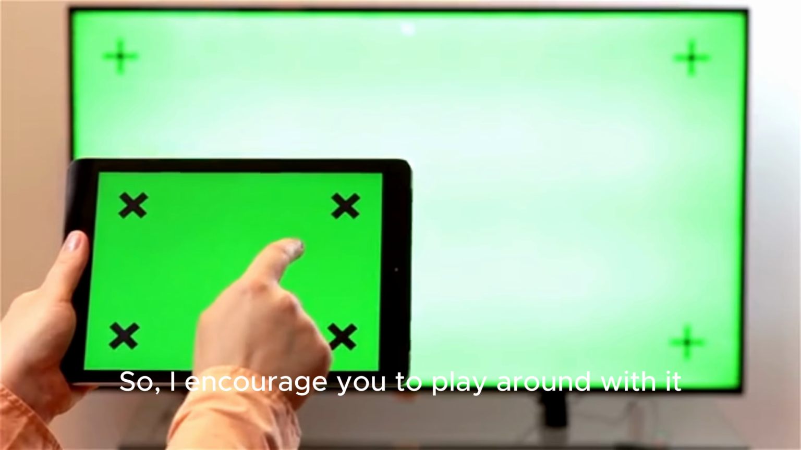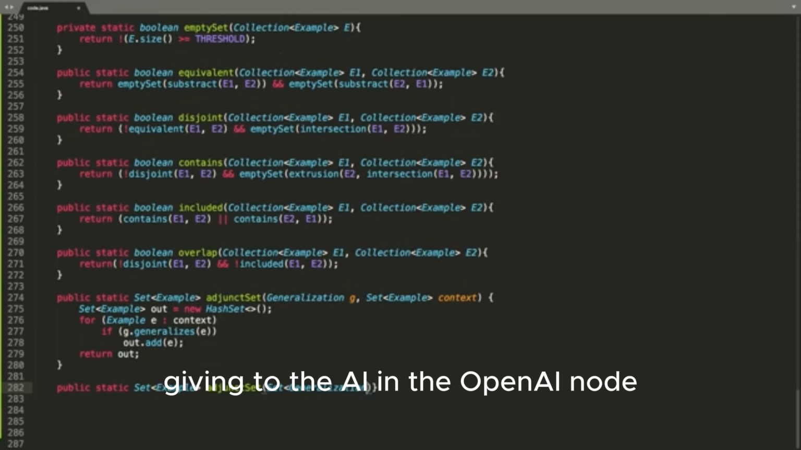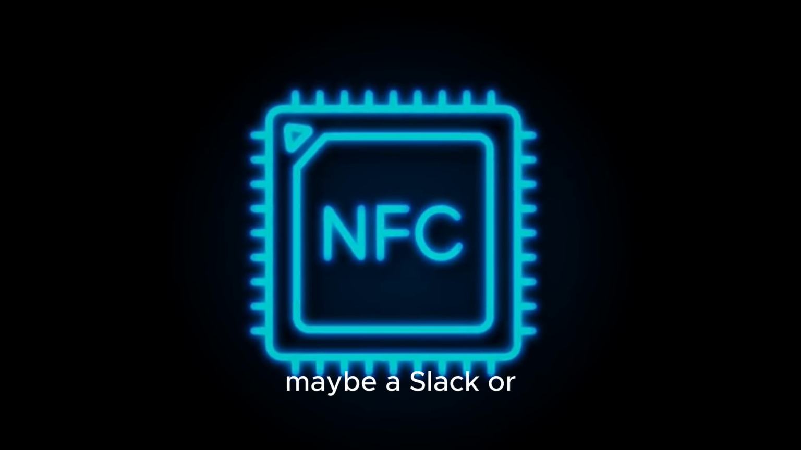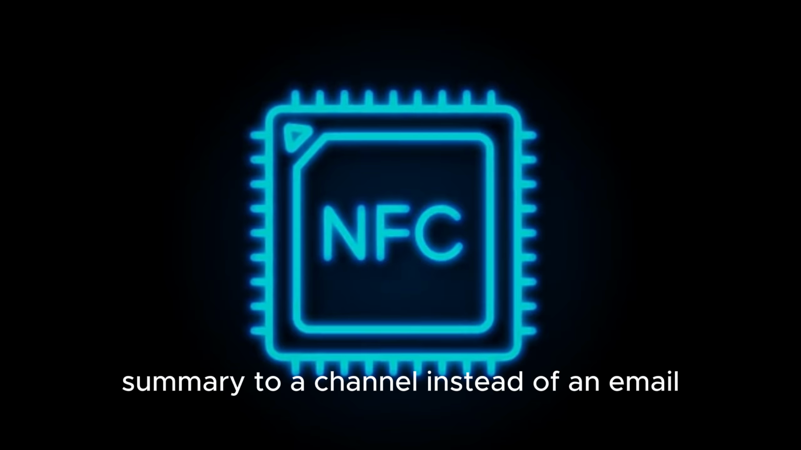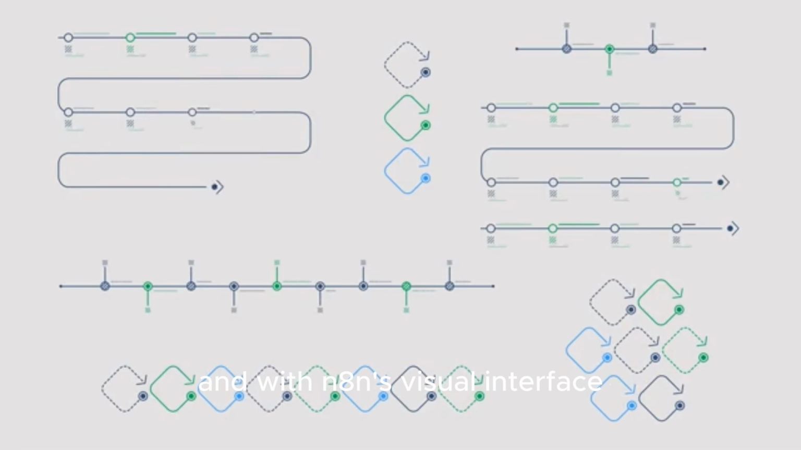So, I encourage you to play around with it. Change the topic in the set node. Tweak the prompt you're giving to the AI in the OpenAI node. Try adding another node, maybe a Slack or Discord node, to send the summary to a channel instead of an email. The best way to learn is by doing, and with n8n's visual interface, experimenting is fast and fun.